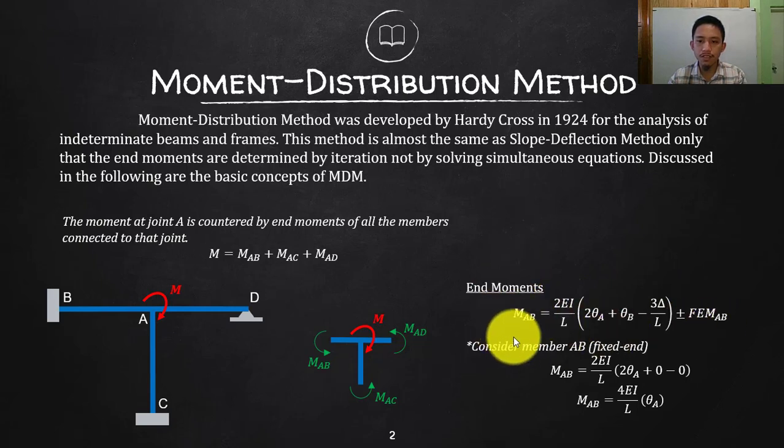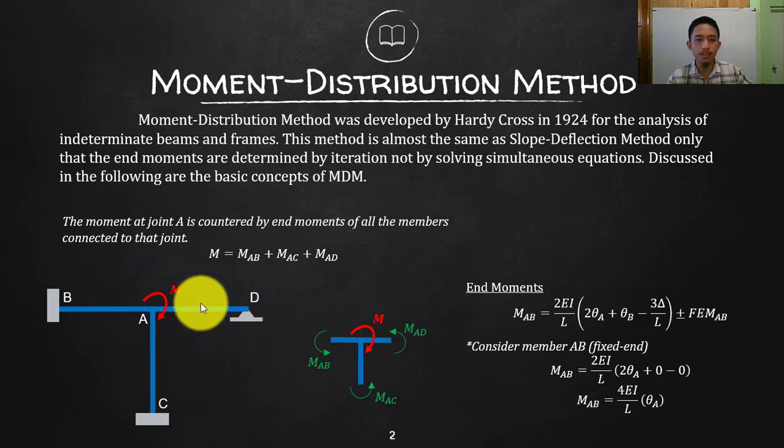So let's say I will consider member AB, wherein member AB is fixed at joint B. MAB will be 2EI over L, whatever the length of AB, times the quantity 2 times theta A, since we are referring here to joint A, plus theta B. Since there is no rotation at joint B, since that is a fixed end, that will be 0, and let's forget first about sidesway.